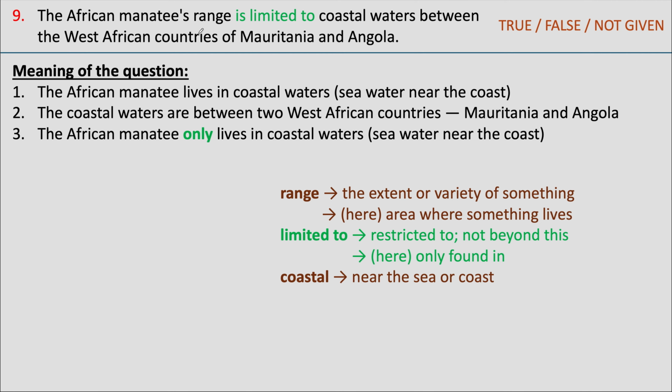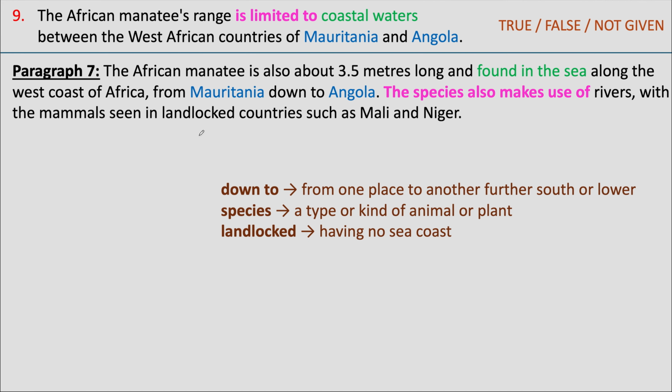The key phrase in the question is limited to. Limited to means only found in and not beyond that. The question says that African manatee is only in coastal waters between these two countries. In paragraph 7, the first sentence says the African manatee is found in the sea along the west coast of Africa from Mauritania to Angola. This part matches the question.